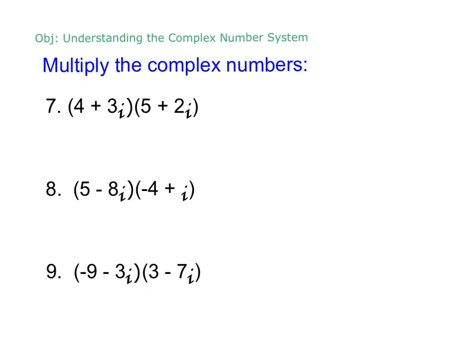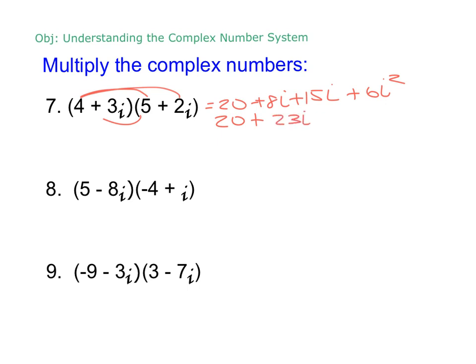All right, same thing, just FOIL. FOIL these out. Let's see, we got 20, 8i, 15i, 6i squared. So that's 20 plus 23i. And then this becomes 6 times negative 1, which is minus 6. And then we can combine like terms. So 14 plus 23i.